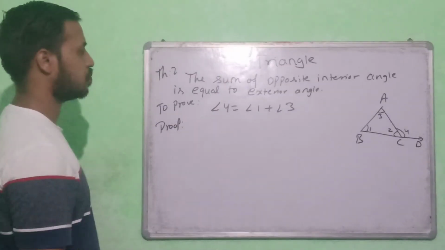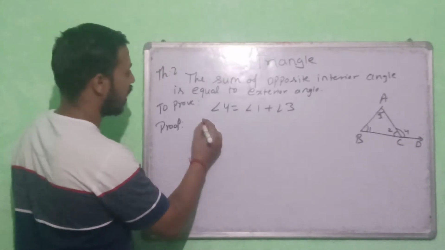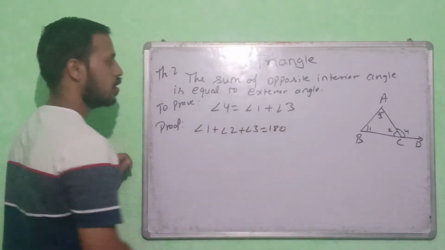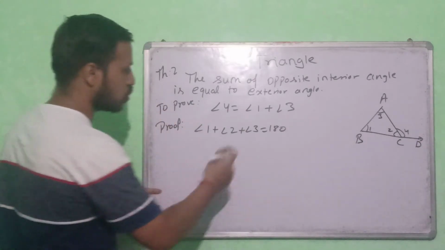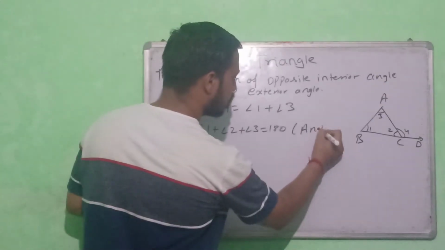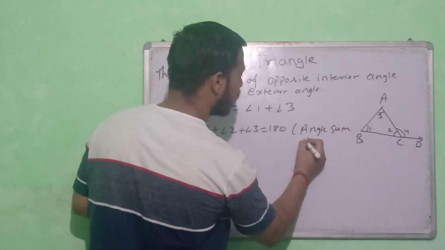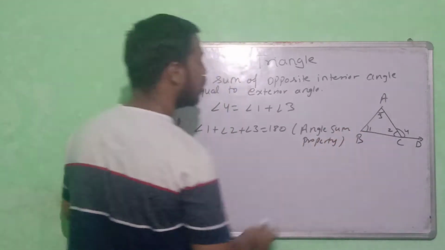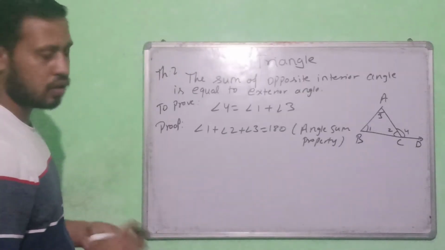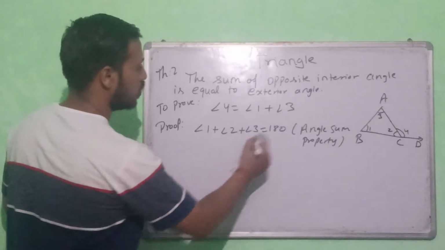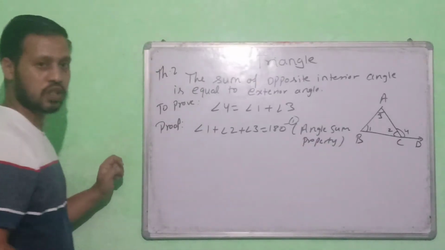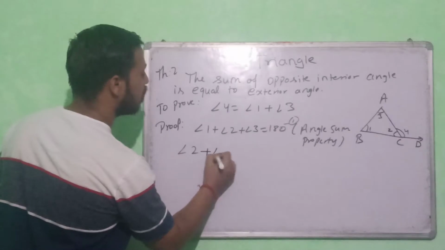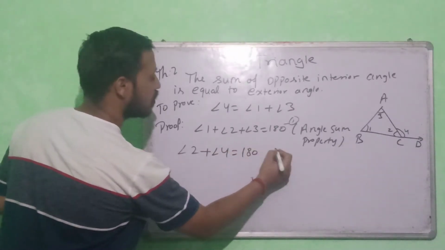So how will we prove this? Angle 1 plus angle 2 plus angle 3 equals 180 degrees. This previous property is also known as the angle sum property or sum of interior angles. Name this equation 1. Now angle 2 plus angle 4 equals 180 degrees.